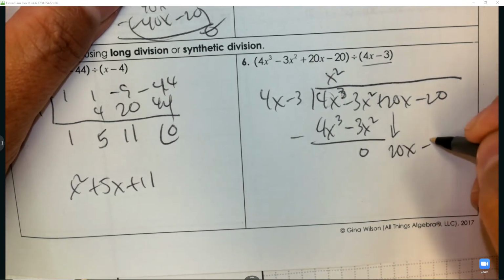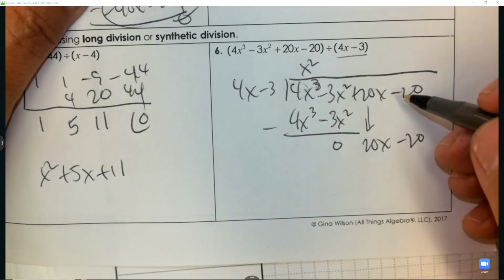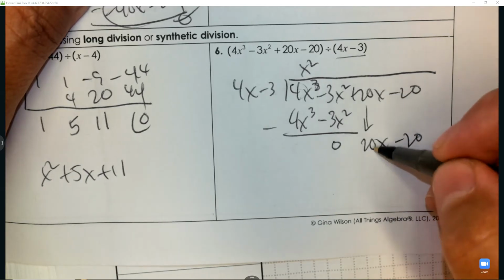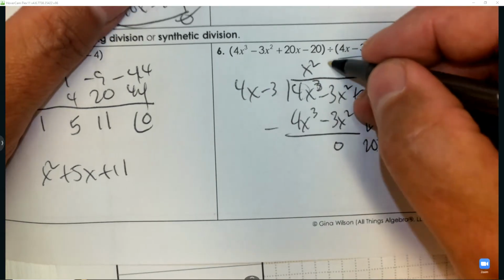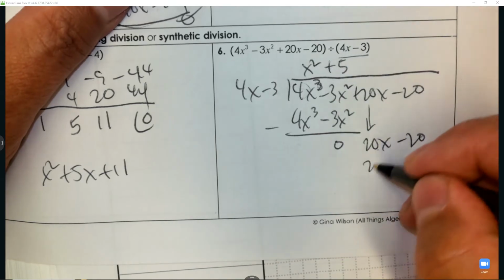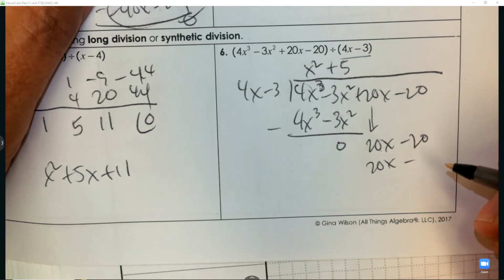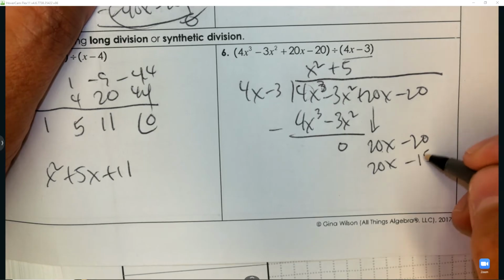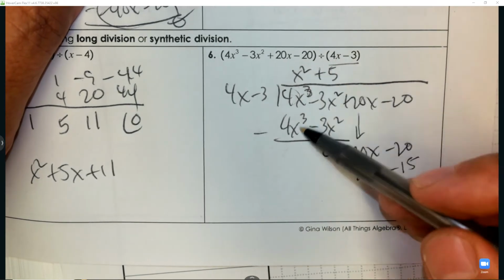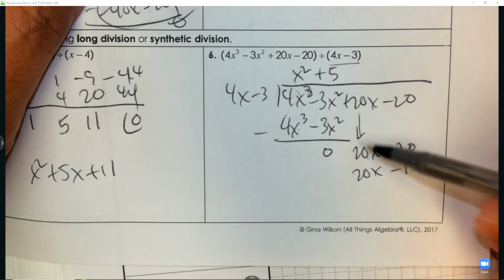I'm going to bring down 20x and minus 20. You can bring down both. 20 divided by 4 is 5. That's 20x minus 15. Let's see if I did that right. So we have 4x cubed. Oh, I know what I did wrong.